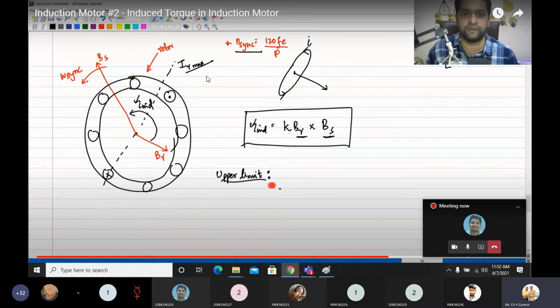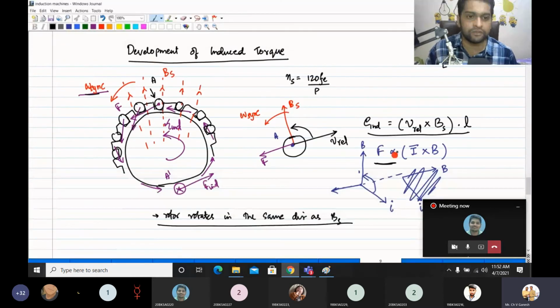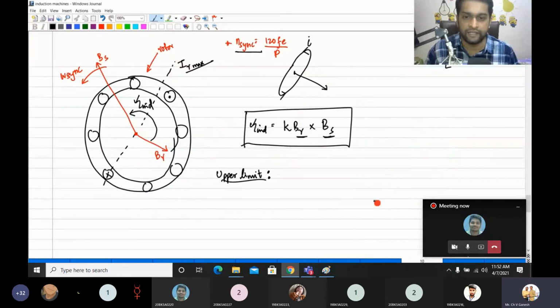That means the induced EMF, you see, depends on the relative velocity between the rotor flux as well as the stator flux, right? Rotor and stator. So if both are rotating at the same speed, what will happen? There is no relative speed. The relative speed is zero. That means there will be no induced EMF. And once there is no induced EMF, there is no current.